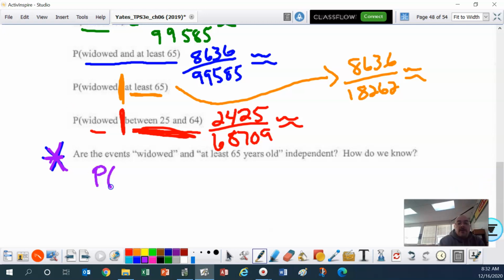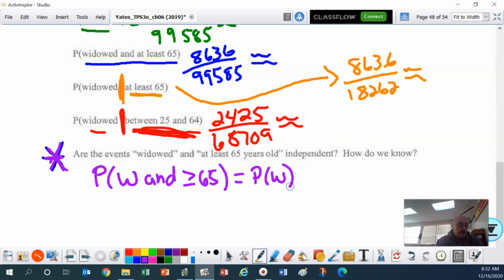Well, the probability of widow and at least 65 equals the probability of being a widow times, I'm using my rules here, the probability of at least 65.